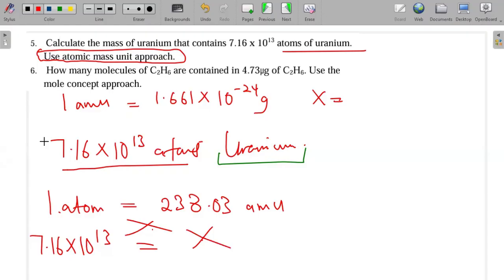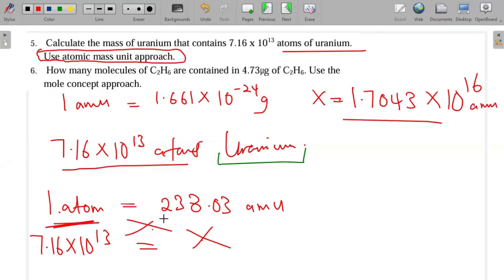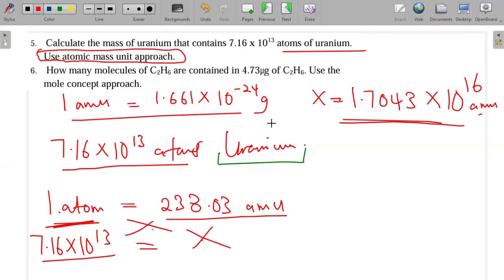Okay, that's what I have. And then I'm multiplying that by 238.03. Okay, so there I'm going to get 1.7043 times 10 to the power 16 atomic mass units. Okay, so if one atom of uranium has these atomic mass units, then it means these atoms of uranium are going to have that atomic mass unit. Okay, and then now, since I have the atomic mass units, I can use this relationship to find the mass.